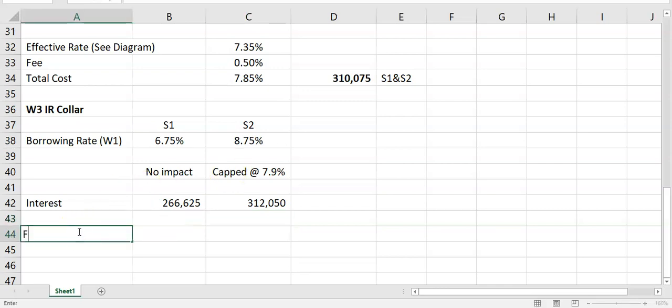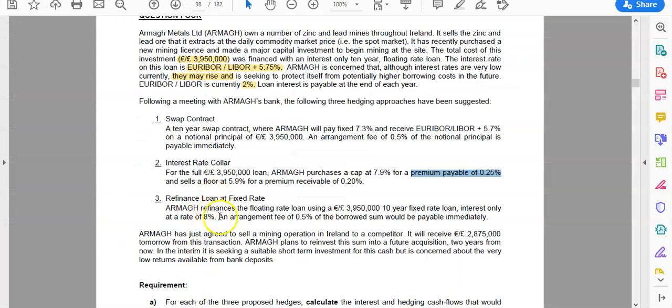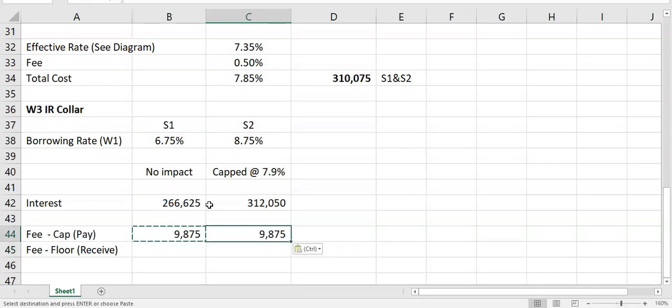And then you have the fee for the cap, which you pay, and you have the fee for the floor, which you receive. Okay? So this is going to be an amount you pay, and you're told the fee for the cap in the question is 0.25%, so 1/4%. So you're going to pay 3950 times, be careful, 0.0025, 9875, and that's in both instances.